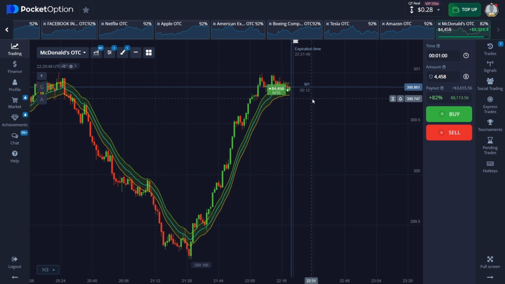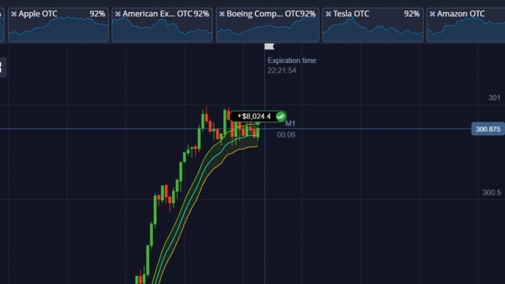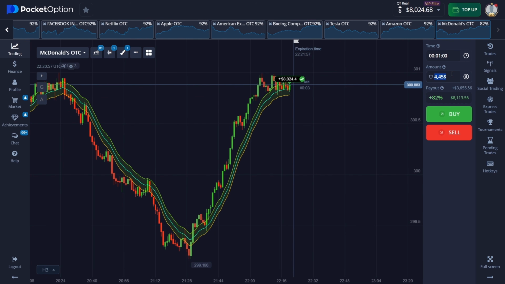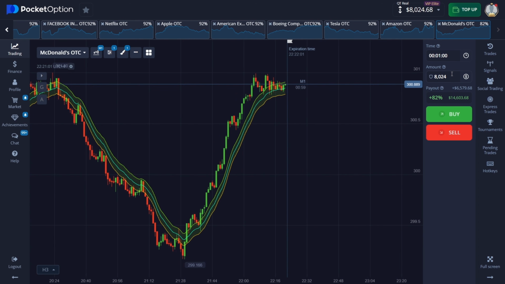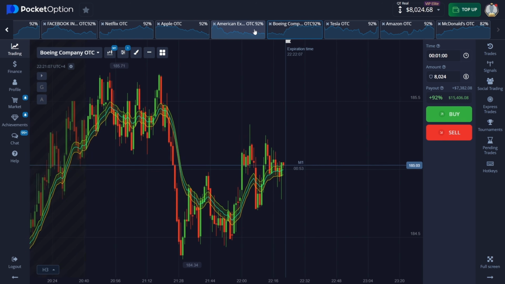With only a few seconds left, we won another trade. My balance turned into $8,024. Now, let's look for a trade for $8,024. We've already made a good profit, so if we get another trade, I'll place it. Otherwise, we'll stop here.